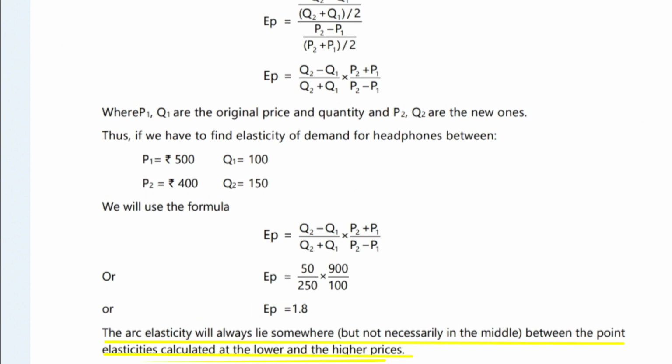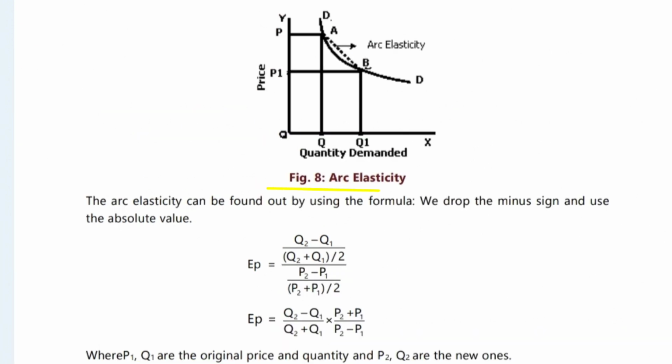The arc elasticity will always be somewhere in between the 2 points. So when it is calculated between the lower and the higher prices, it need not be in the middle, but it might lie either closer to A or B. That is what is explained in the diagram, figure 8.